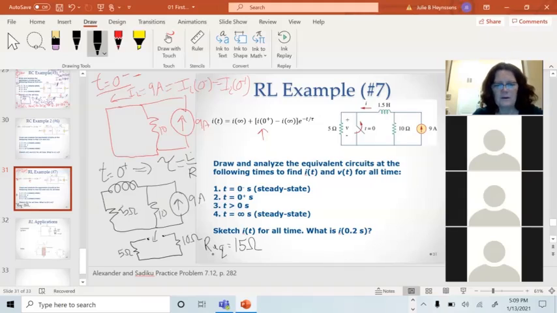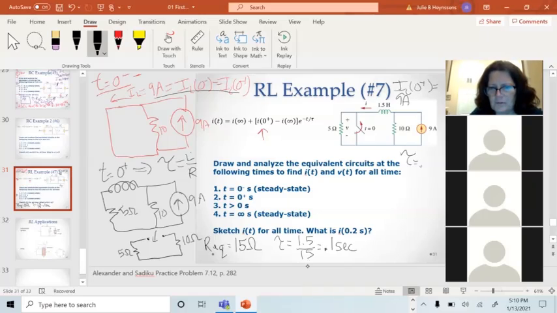So my tau is, what was the inductor? 1.5 henries. 1.5 over 15 should come out to be 0.1. So important things I found so far: I found IL of 0 plus is 9 amps, and I found tau is 0.1 second.